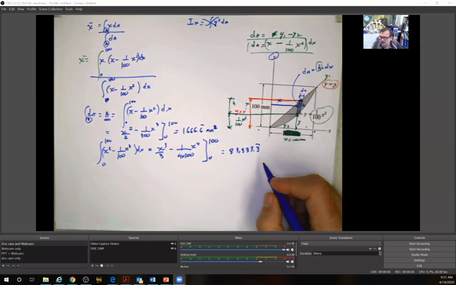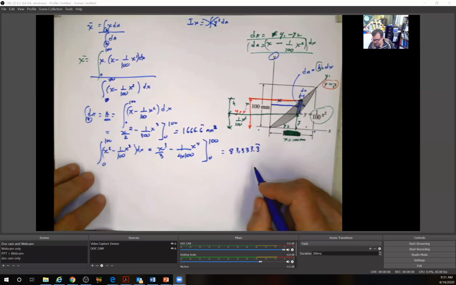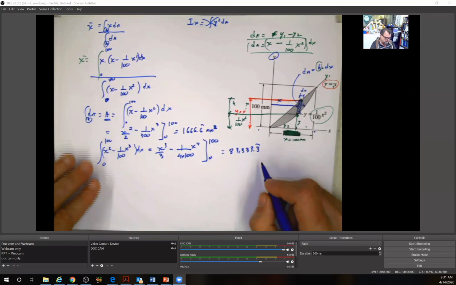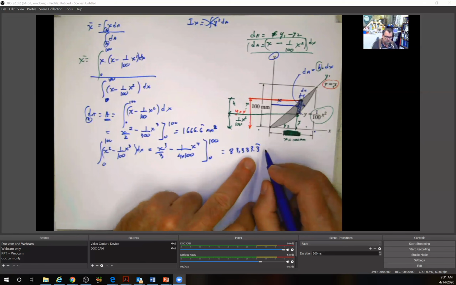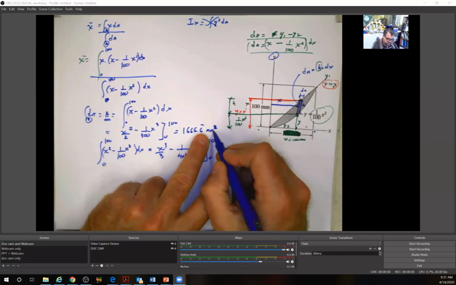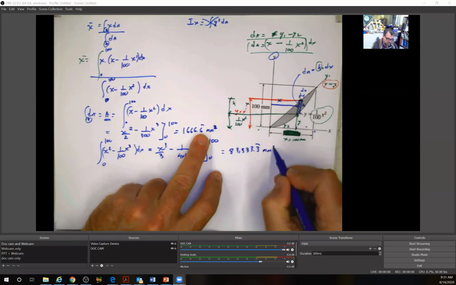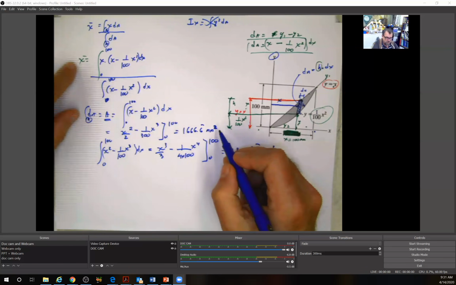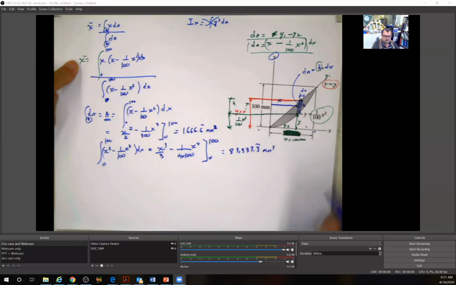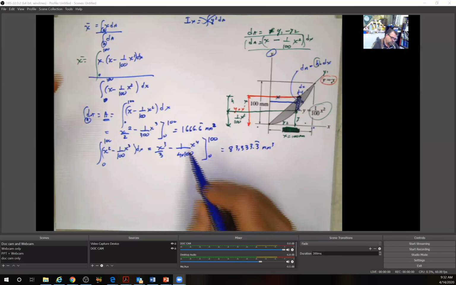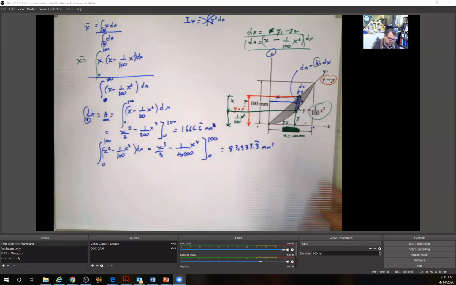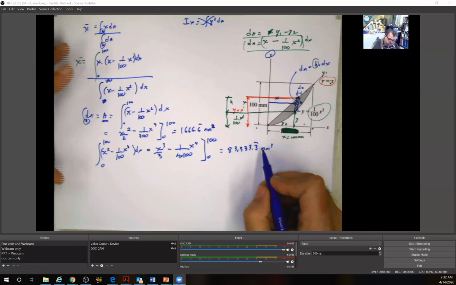If you feel like your OCD is killing you right now because I am not putting any units here, these units should be millimeters to the third. Why millimeters to the third? Because when I divide this by the area, I have to get a linear distance. And you may say, but this is to the 4. Yes, but this comes from the integral that is taking into account other things. The units should be that.